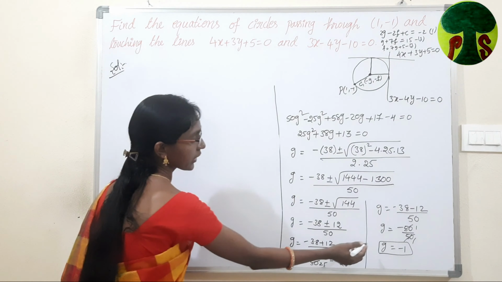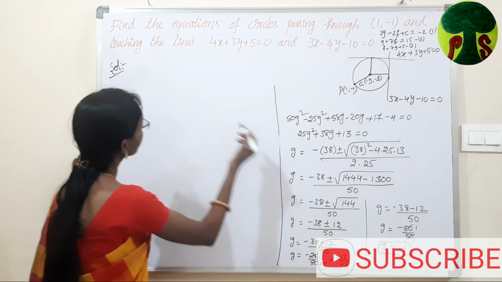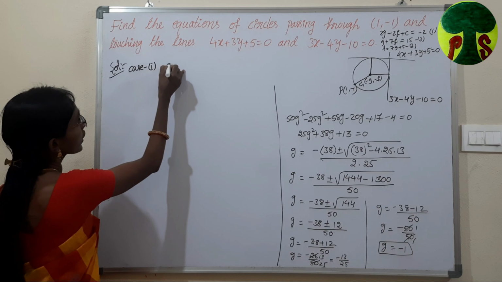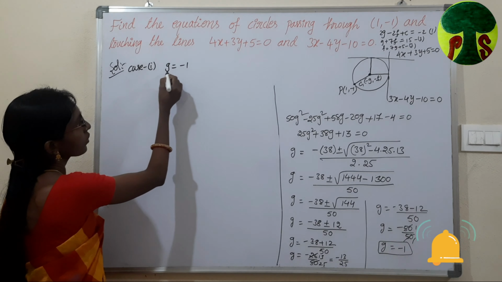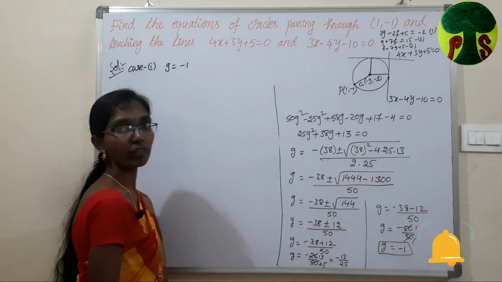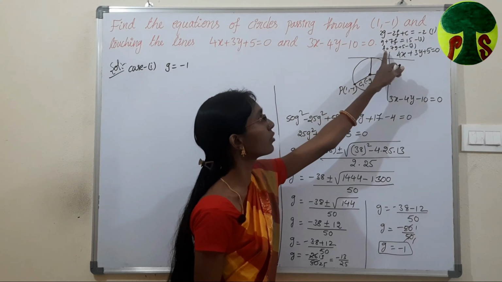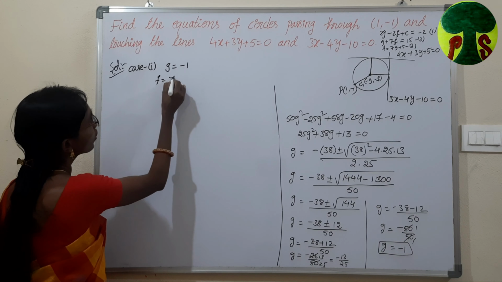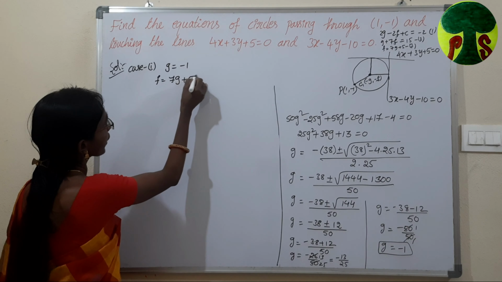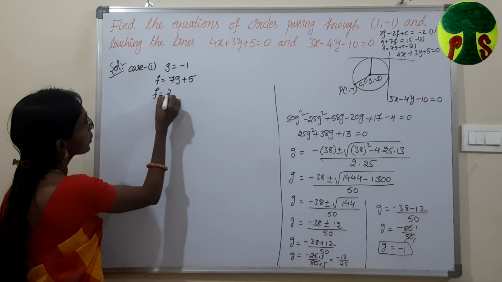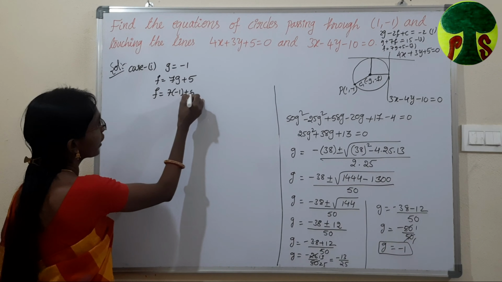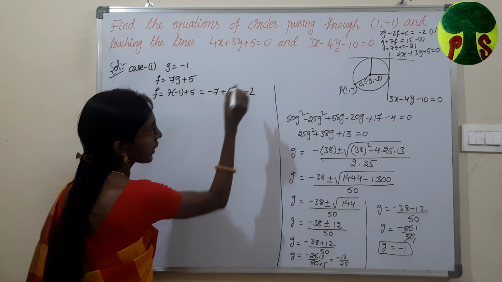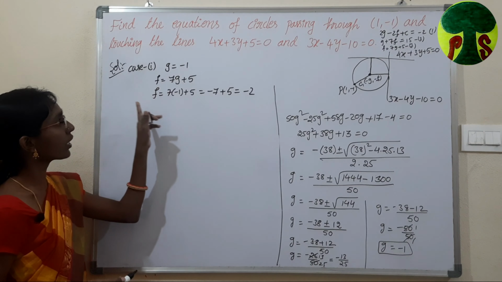Now taking g equals minus 1, consider that as case 1. Case 1, g equals minus 1. So we have to substitute g equals minus 1 in equation 3. Equation 3 is f equals 7g plus 5. So f equals 7 into minus 1 plus 5, equals minus 7 plus 5, that is equals minus 2. So now we have the g value and f value.